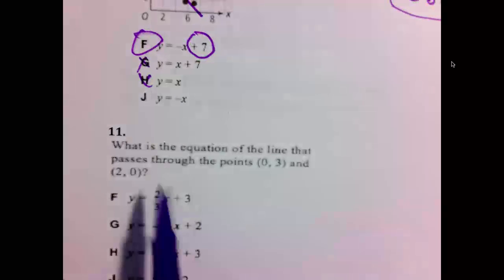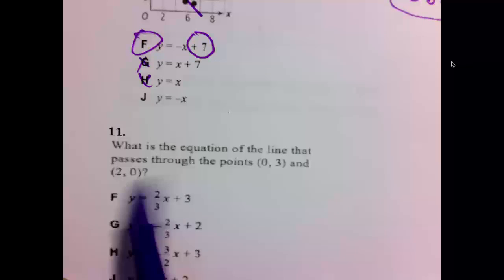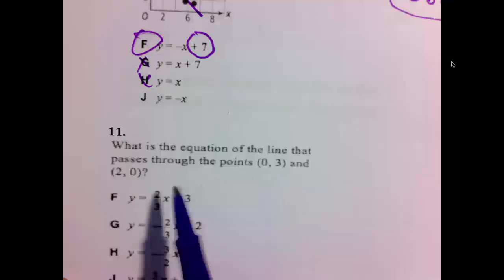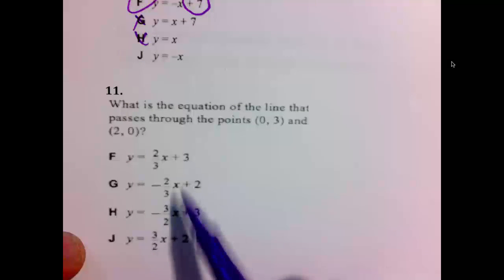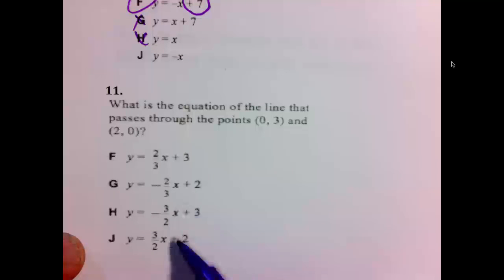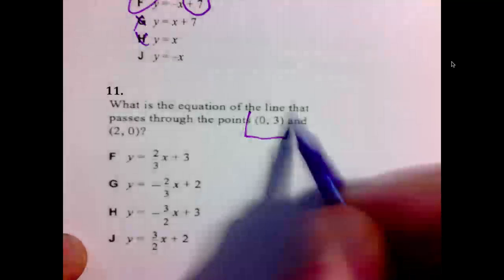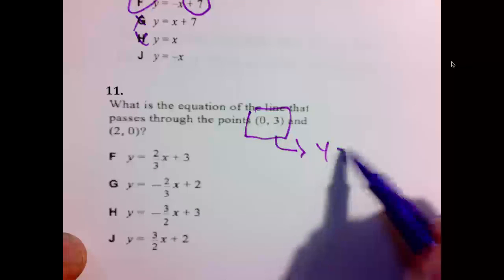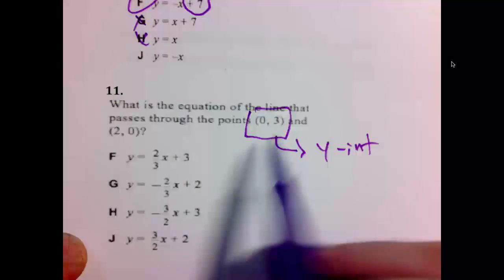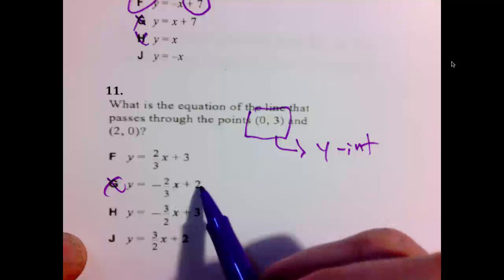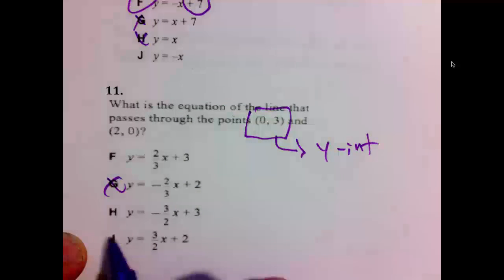Number 11. Which is the equation of the line that passes through the points 0, 3 and 2, 0? Well, again, they're all in y-equals form. We could type all of these in and see who contains these points. First thing I notice is 0, 3. This is the y-intercept. Thus, that eliminates G and J.